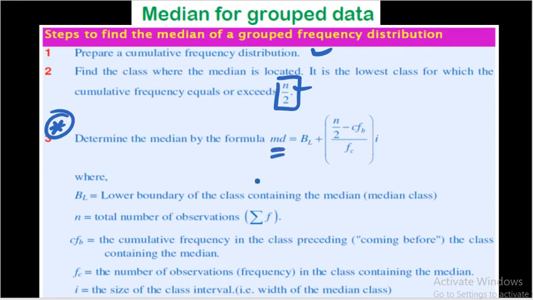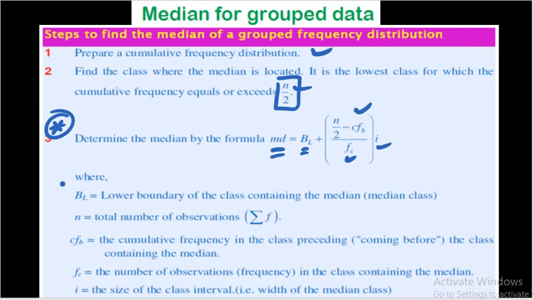Median of the given grouped data will be the lower class boundary plus, in bracket, n/2 minus the cumulative frequency of the before class, over the frequency of the class, multiplied by the class interval. This is the main formula.